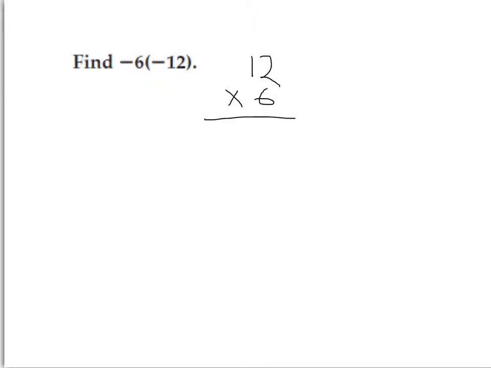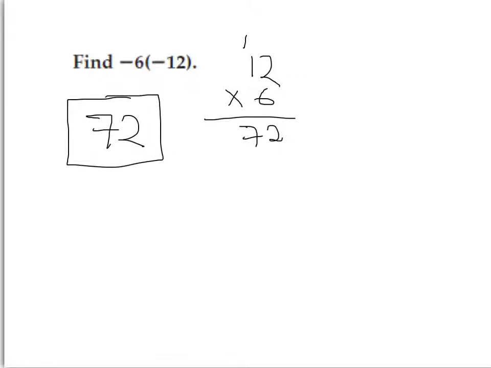Let's continue on. We have a negative 6 times a negative 12. We are just going to focus in on 12 times 6. 2 times 6 is 12. Carry the 1. 1 times 6 is 6, plus 1 is 7. We see that our result is 72. Then we look at our original problem. We see that both signs are alike. Like signs are always positive. So the answer is positive 72.